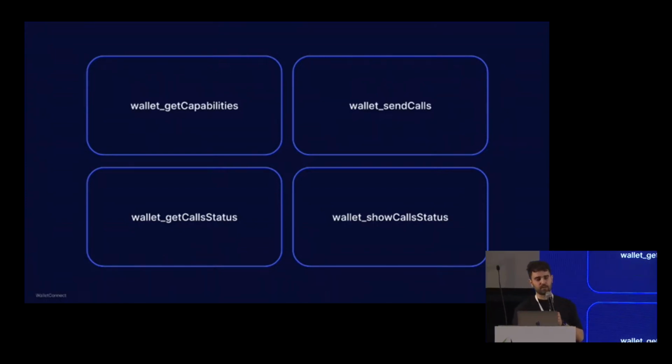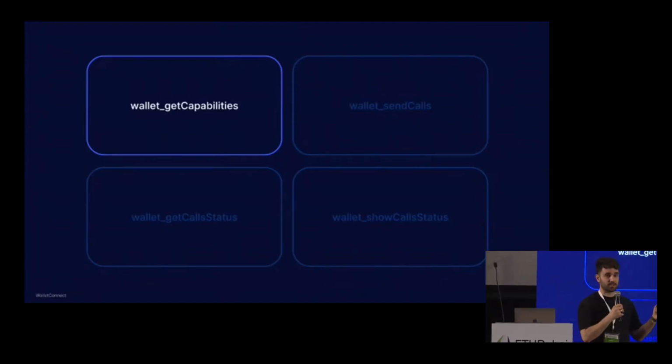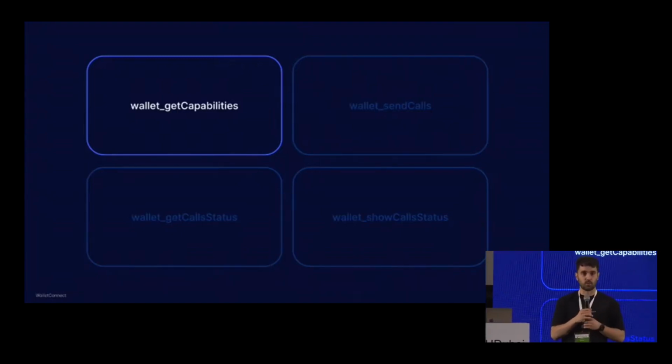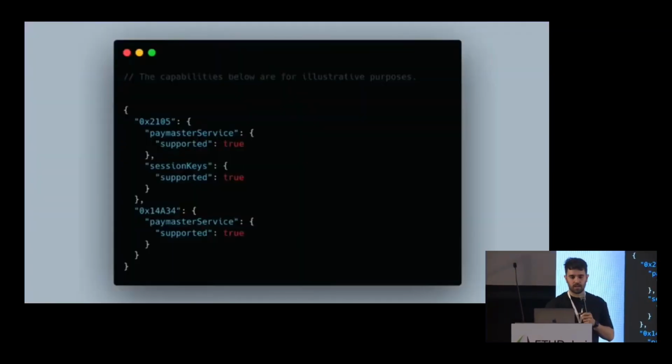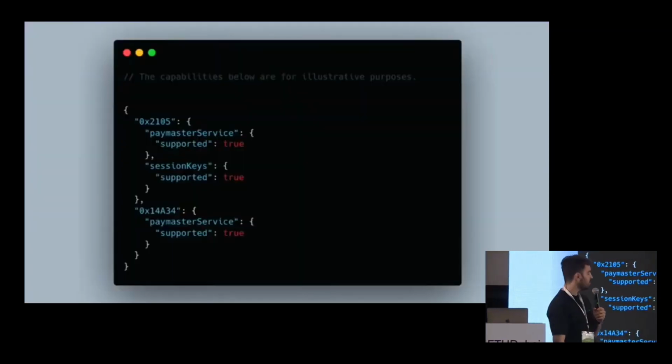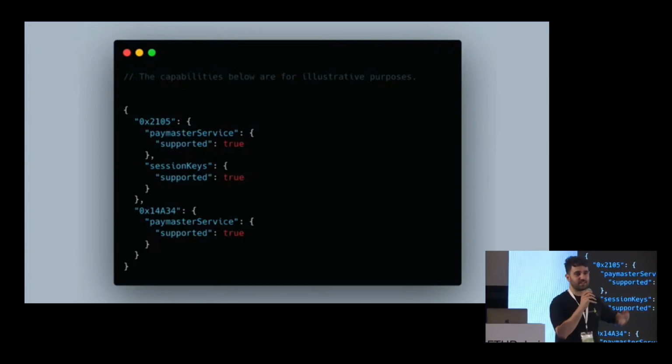But I think the most important thing that we should look at is wallet get capabilities, because with wallet get capabilities, we actually get to learn about the wallet. So once you authenticate yourself, you can ask the wallet, hey, tell me about your wallet. What things can you do with this wallet? And this is only for illustrative purposes. This is not yet in production.